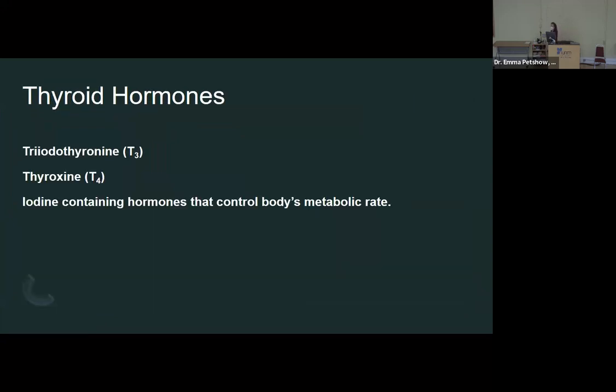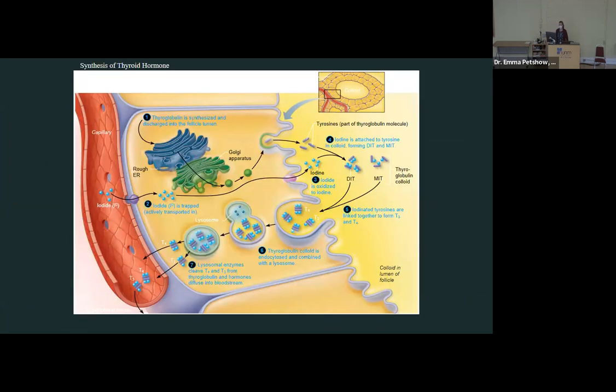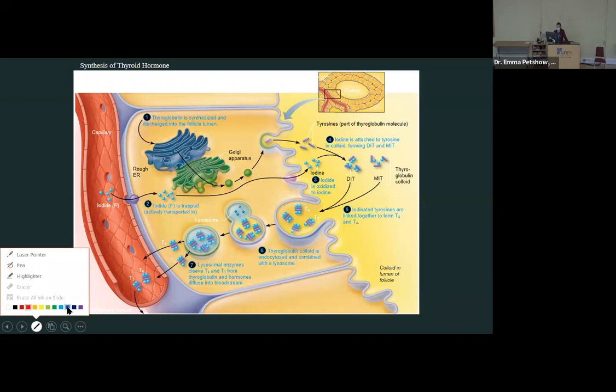So again, triiodothyronine, T3, and thyroxine, T4. They're both iodine-containing hormones. They affect metabolic rates. This is your synthesis picture. So we're going to go through this step by step just because there will potentially be some questions on thyroid hormone synthesis. So to orient you: blood, iodide, T3, T4.